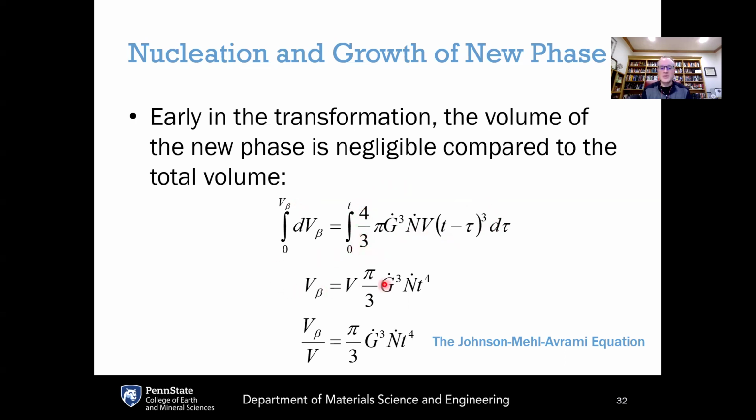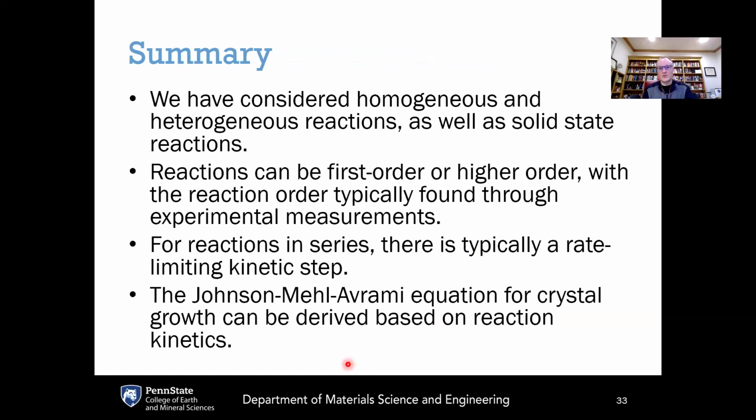And when we do that integration, we have that the V beta is equal to V times pi over 3 times the G dot cubed times N dot times t to the 4th power. And this is the Johnson-Mehl-Avrami equation. This tells us how the volumetric fraction of the new phase beta is growing over time, given some nucleation rate N dot and some growth rate G dot. And so this is actually a really nice derivation of the Johnson-Mehl-Avrami equation in the context of solid-state transformation kinetics. This is the same equation that we already saw in the chapter on nucleation and crystal growth kinetics.